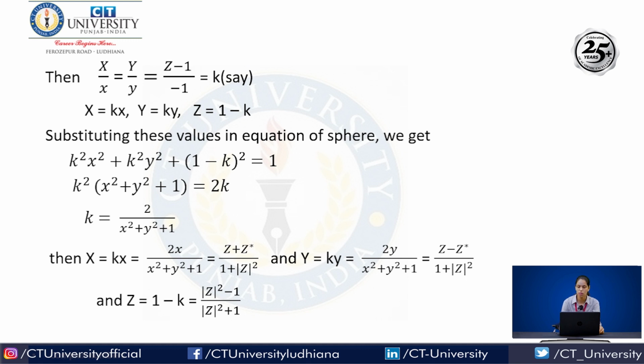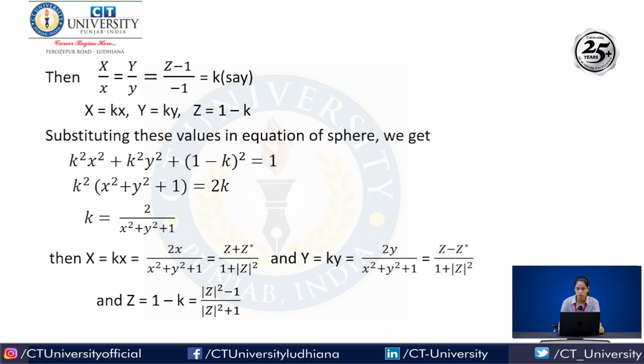Put these values in the equation of the sphere, x square plus y square plus z square equals 1. Putting X equals kx, Y equals ky and Z equals 1 minus k, and taking the squares, the equation becomes k square x square plus k square y square plus 1 minus k whole square equals 1. Taking k common, I am left with x square plus y square plus 1 equals 2 over k. Then k cancels and k equals 2 by x square plus y square plus 1.